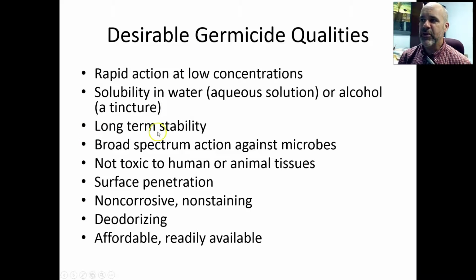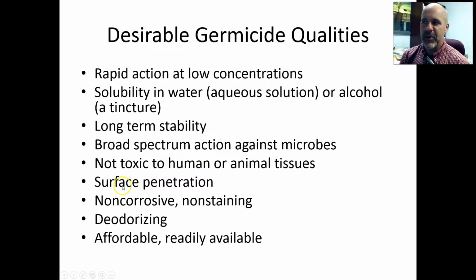It'd be great if your germicide had long-term stability, so you can go to Walmart and buy some in 2010 and it's still working in 2018. That's not always the case, though, so you got to read labels, read expiration dates. That's very, very critical. Broad spectrum action. You want it to kill as many different kinds of microbes as well. Narrow spectrum would mean it would act on only a limited range of microbes. Broad spectrum, lots of microbes.